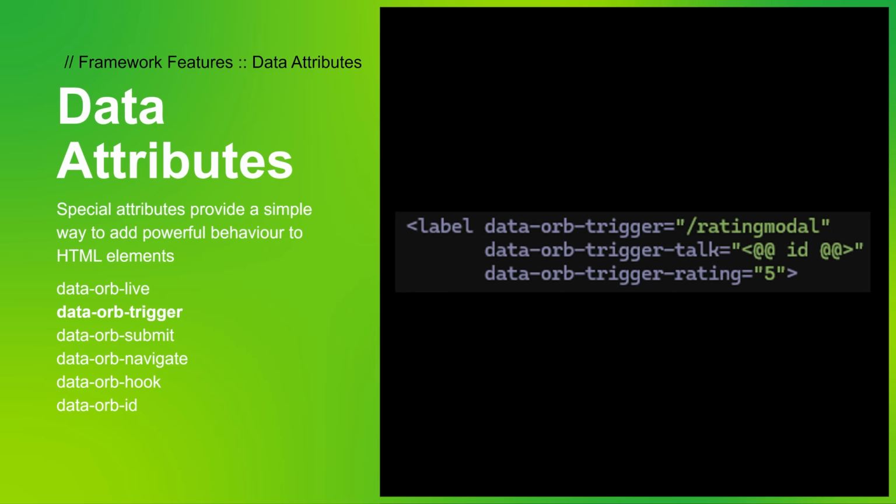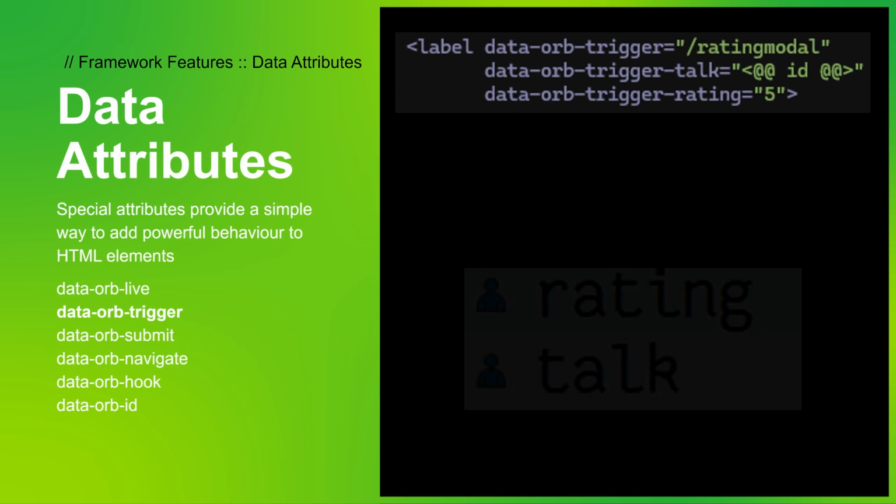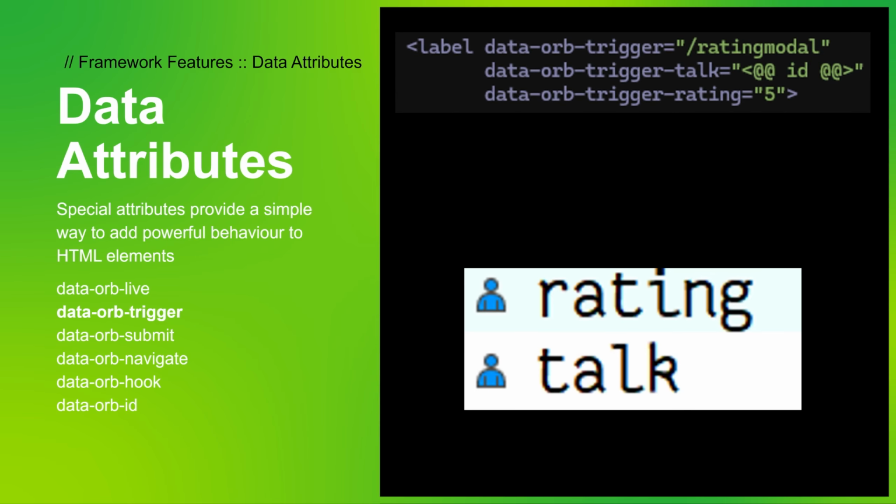Triggers can also specify parameters that will be automatically sent in the request. In this example, it specifies two additional parameters, torque and rating. So when this element is clicked or tapped, the rating and torque attributes on that route will be automatically populated by the data in that attribute.